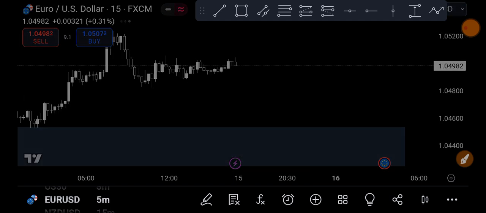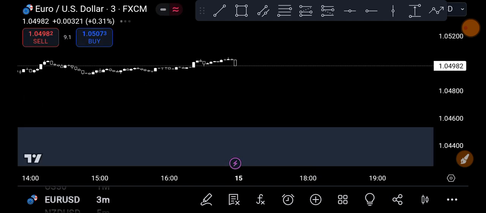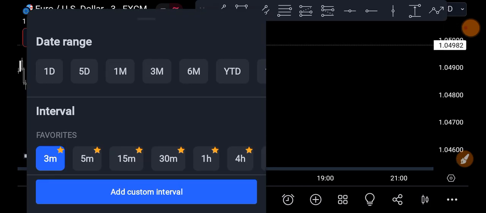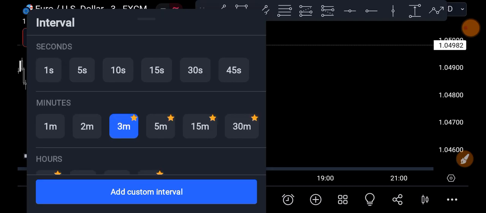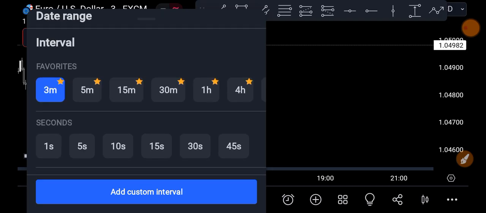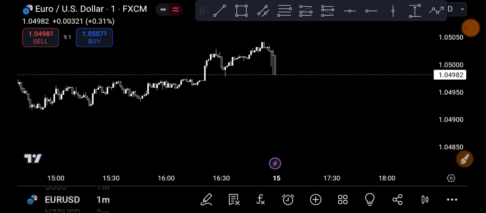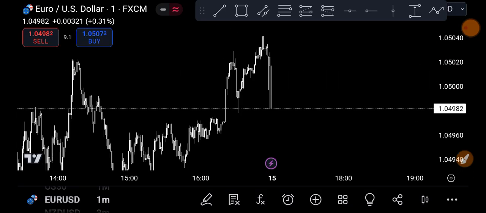5 minutes, 3 minutes, and even 1 minute. We have the 1 minute candle here. So that means every single minute, and people actually trade this time frame. Even sometimes I actually trade it.